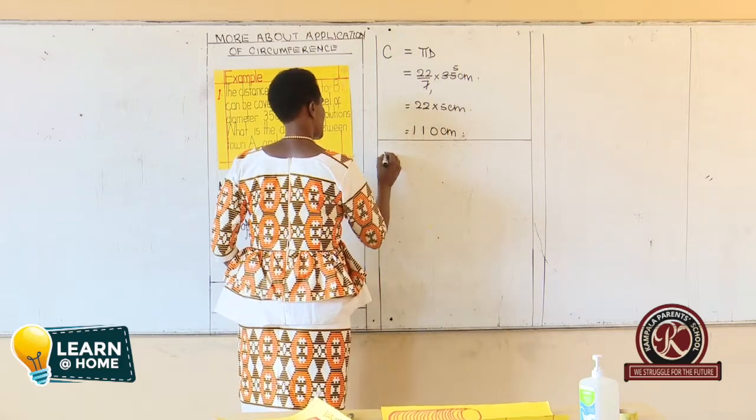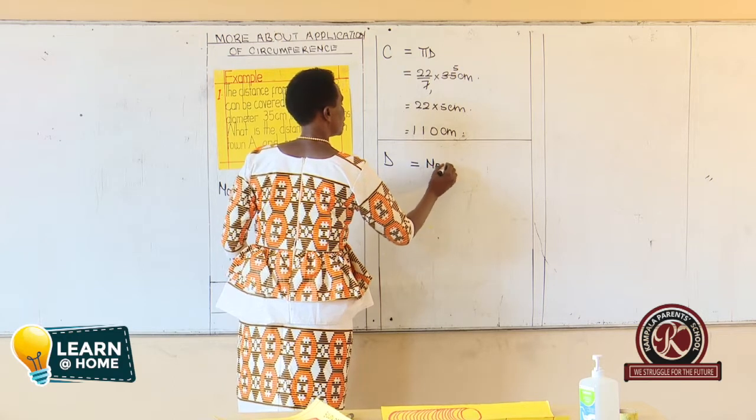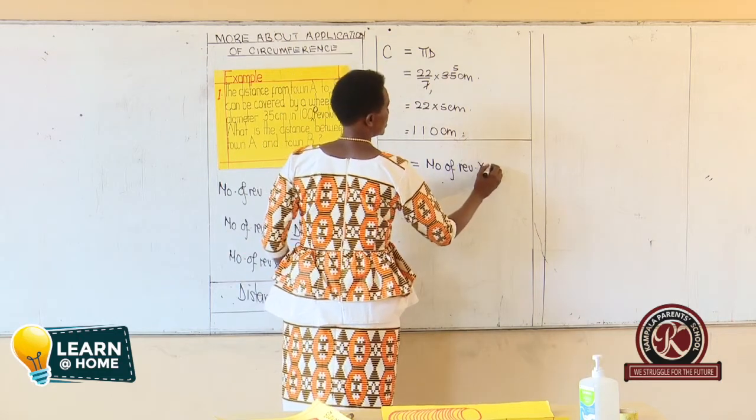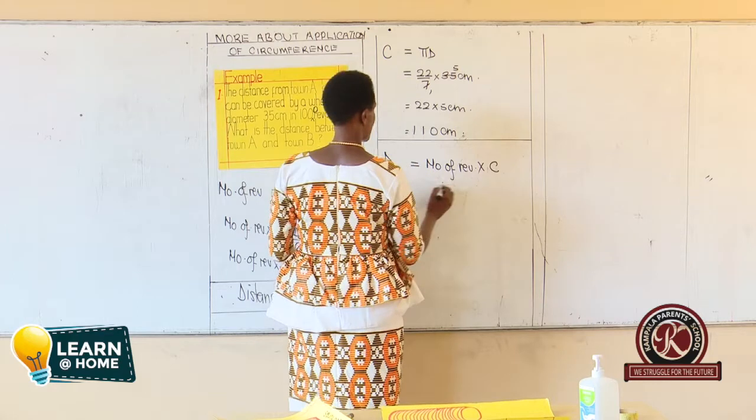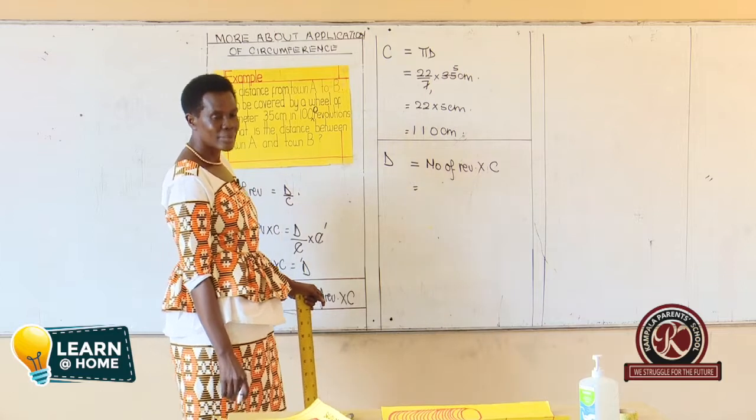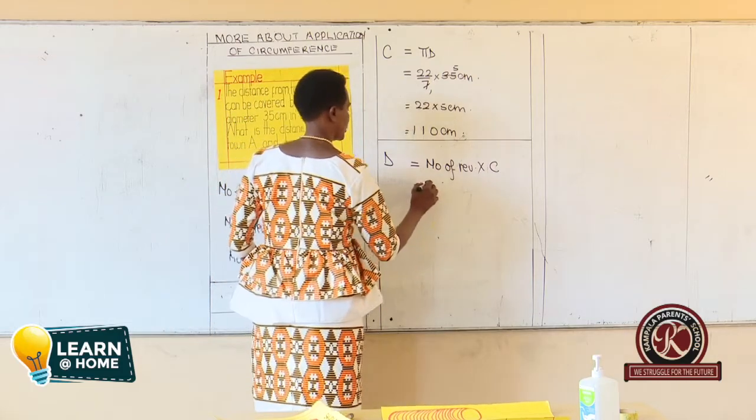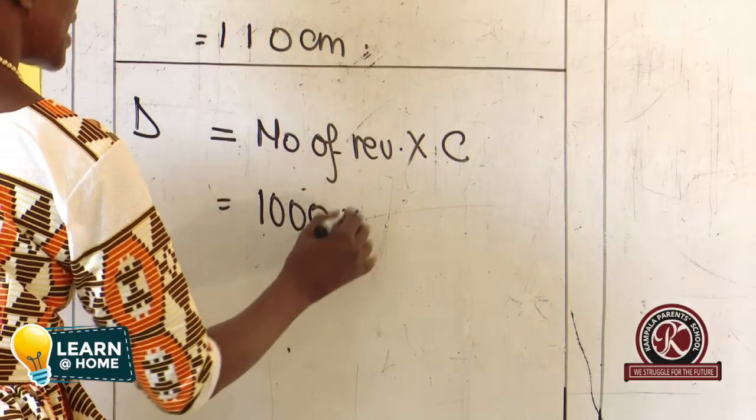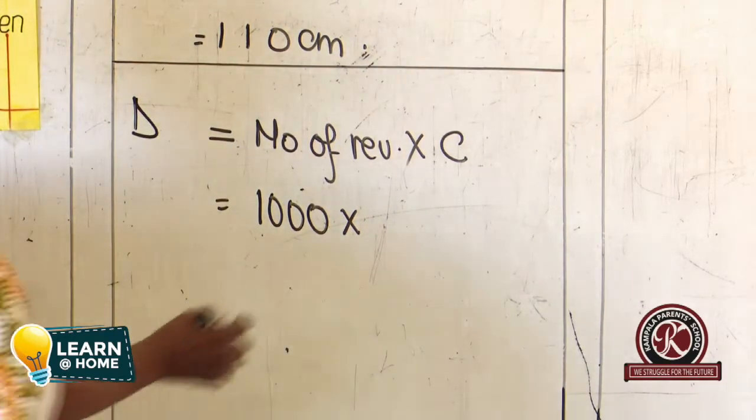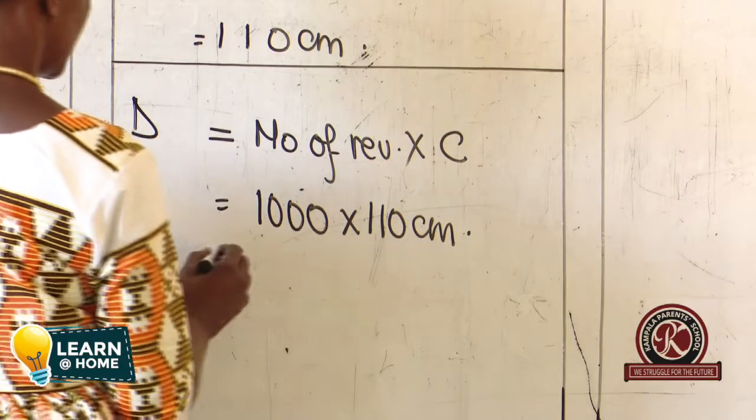So we are saying distance, since we have already got the circumference, equals number of revolutions times the circumference. What is the number of revolutions there? Good, 1,000 revolutions. We have 1,000 times the circumference. What is the circumference? Now everybody is saying it. 110 centimeters. What do we get here?